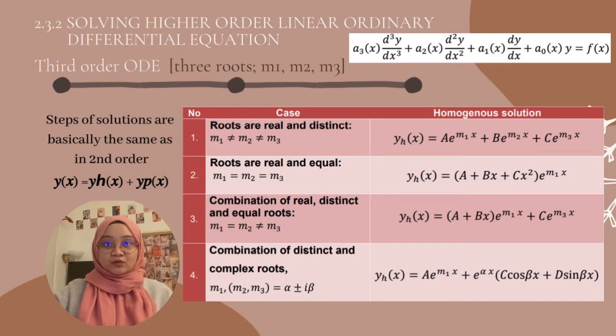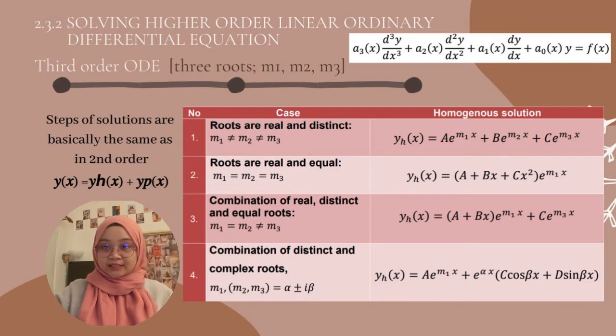To summarize topic 2.3.2 about solving higher order linear ordinary differential equations, the first one is third order. In the third order, there are four cases. The first one, roots are real and distinct, which means the three roots are not equal to each other. Second one, roots are real and equal, which means the three roots have the same value. The third one, combination of real, distinct, and equal roots, which means m1 equal to m2 but not equal to m3, or vice versa.